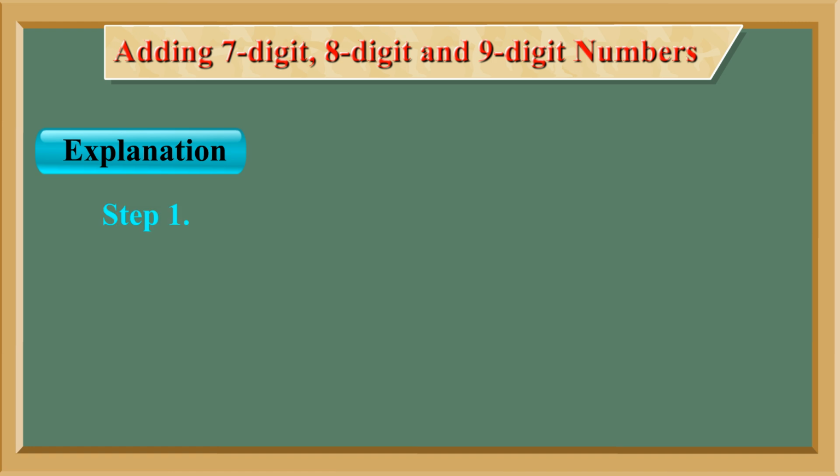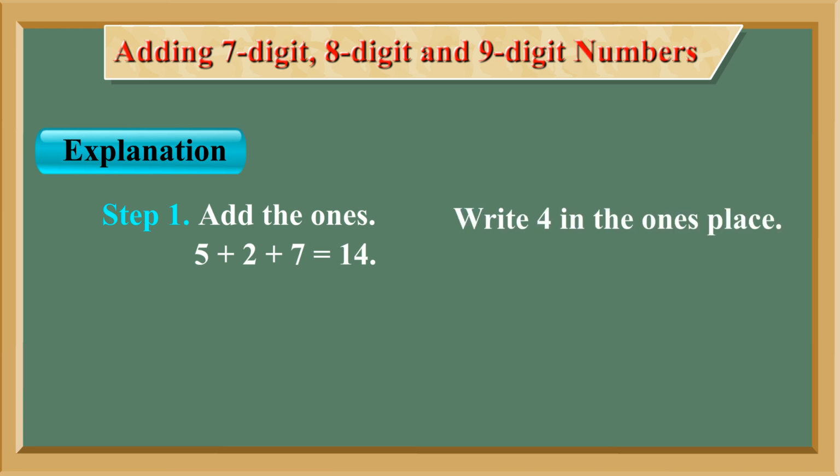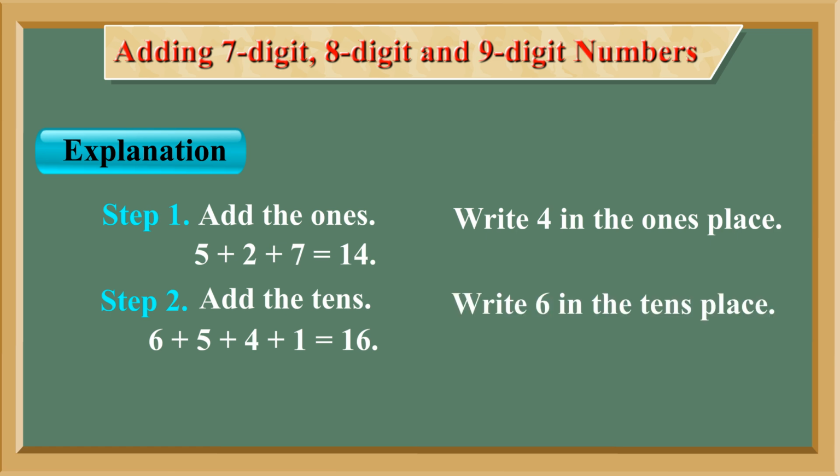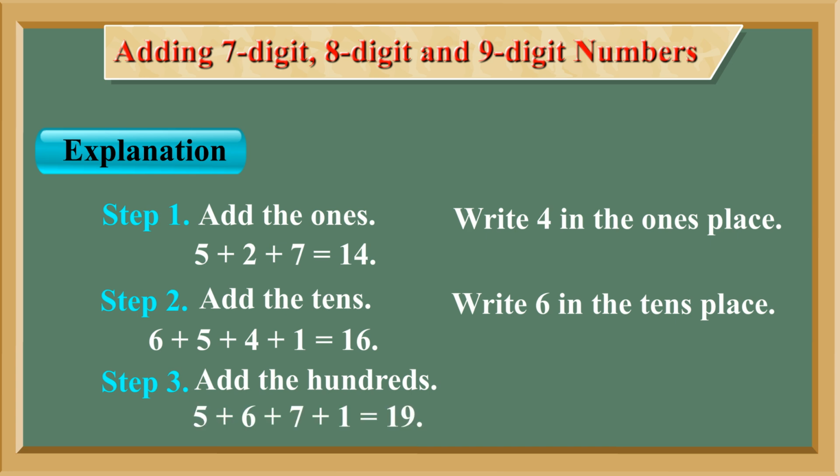Explanation. Step 1. Add the ones. 5 plus 2 plus 7 equals 14. Write 4 in the ones place. Step 2. Add the tens. 6 plus 5 plus 4 plus 1 equals 16. Write 6 in the tens place. Step 3. Add the hundreds. 5 plus 6 plus 7 plus 1 equals 19. Write 9 in the hundreds place.